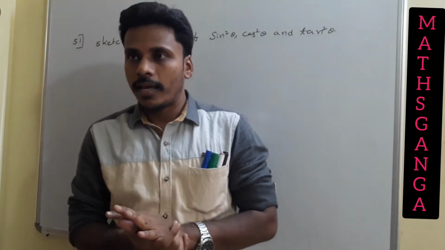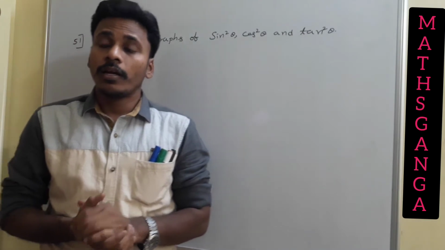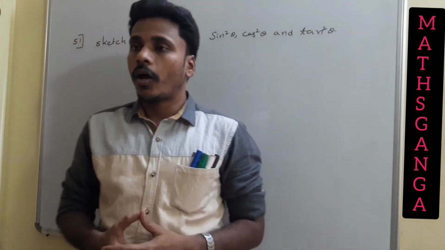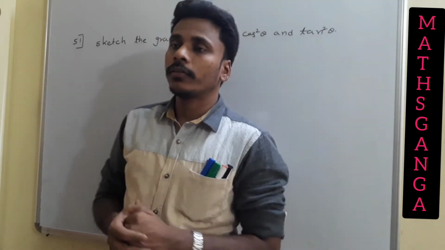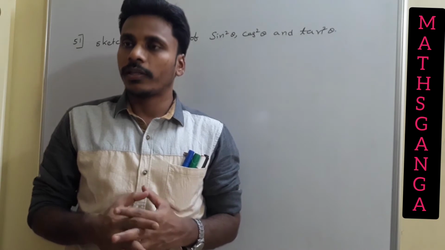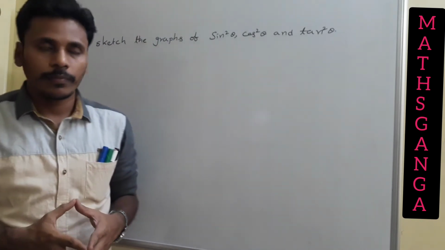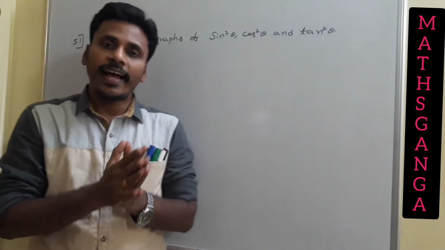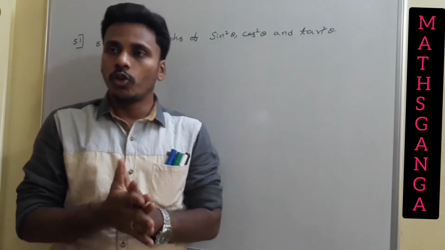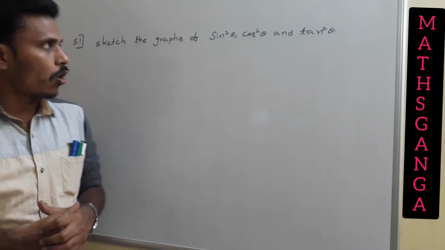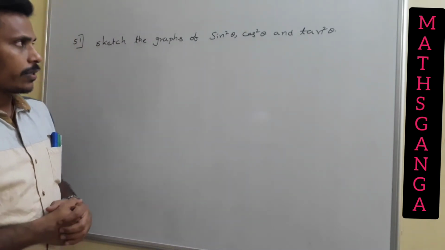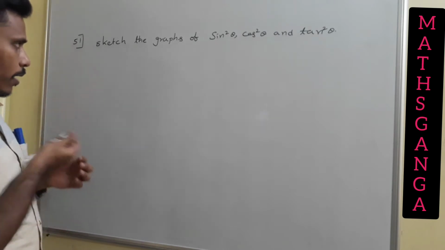In the last class, as the 50th point, we sketched the graphs of the six trigonometric functions. Now, as the 51st, we need to sketch the graphs of sin square theta, cos square theta, as well as tan square theta. We already know the graphs of sin theta, cos theta, and tan theta. With that knowledge, I am going to sketch the graphs of sin square theta, cos square theta, and tan square theta one by one.